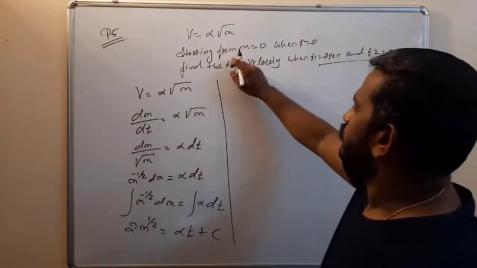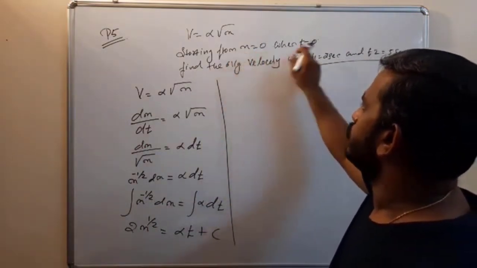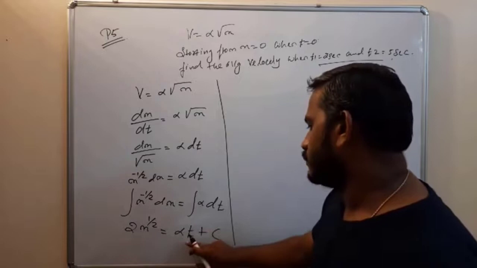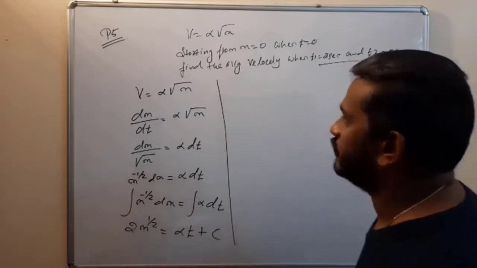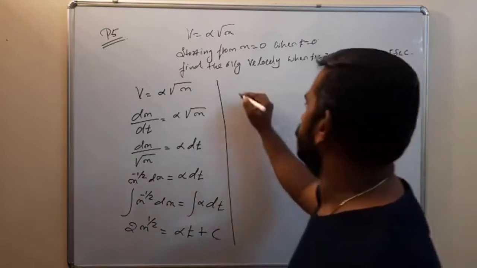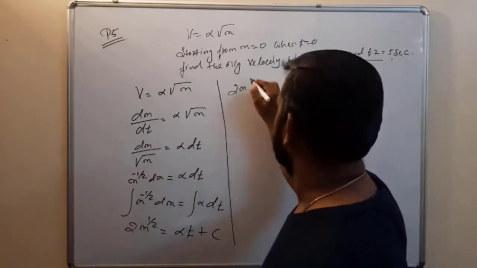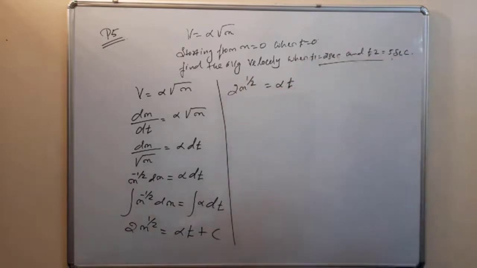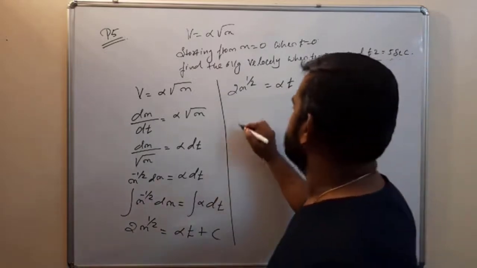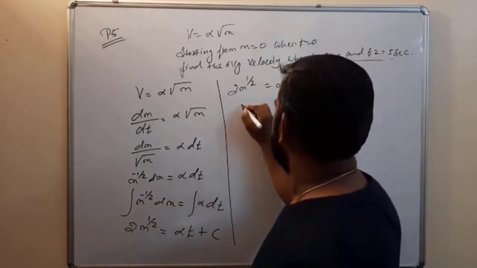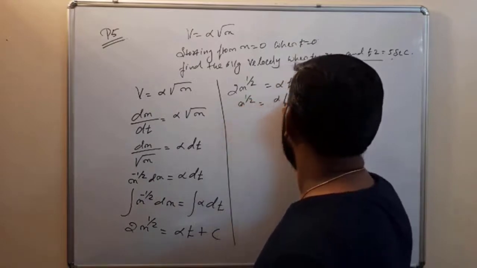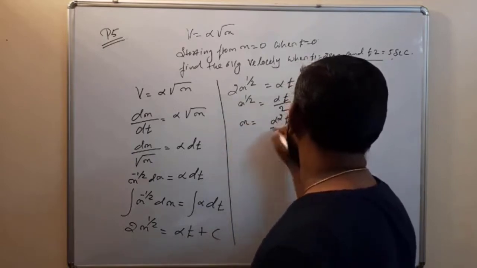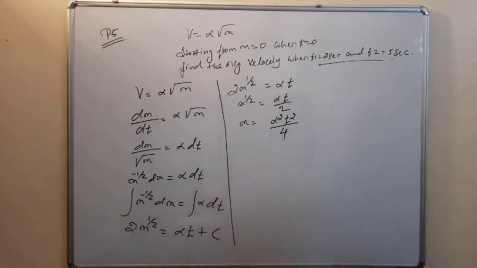Since one initial condition is given, when x equal to 0, t is equal to 0, substitute here x equal to 0. So this term is totally 0, and t is equal to 0, so this is 0. So c is equal to 0, the constant of integration. So 2x power 1 by 2 is equal to alpha t. So x power 1 by 2 is equal to alpha t by 2. So x equal to alpha square t square by 4.